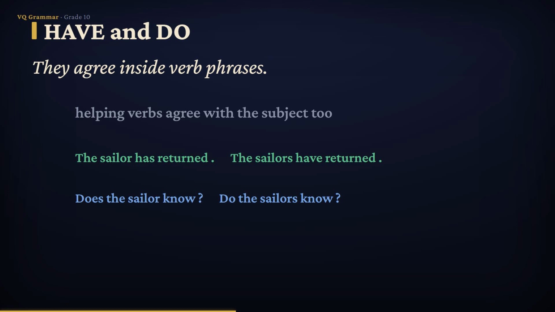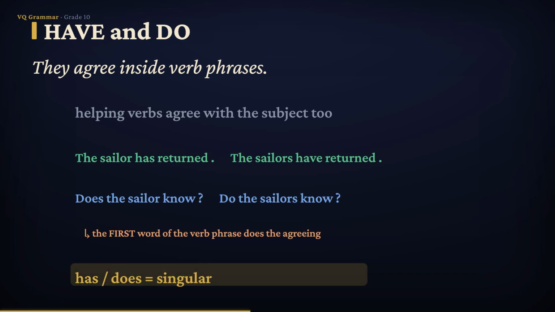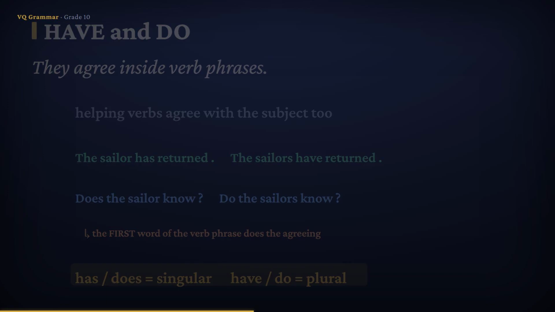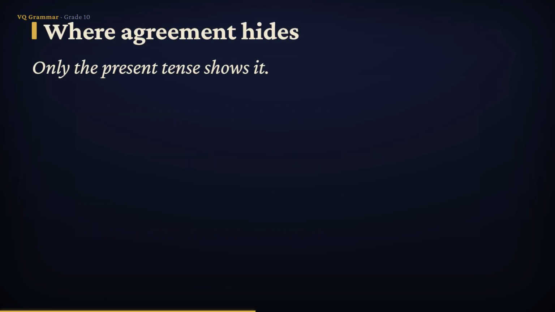Notice something important about verb phrases. When the verb is more than one word, it is the first word, the helping verb, that does the agreeing. The main verb after it just sits there unchanged. So keep these pairs in your pocket. Has and does are singular. Have and do are plural. Here's a piece of good news that saves you a lot of worrying.